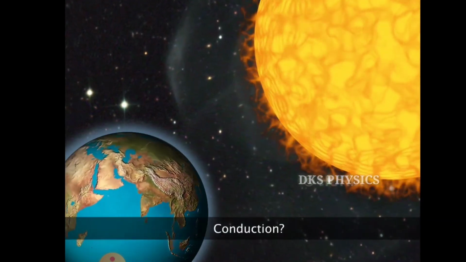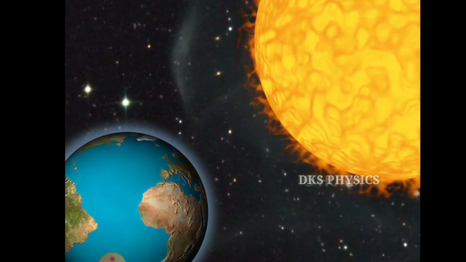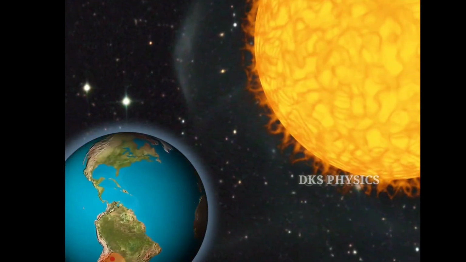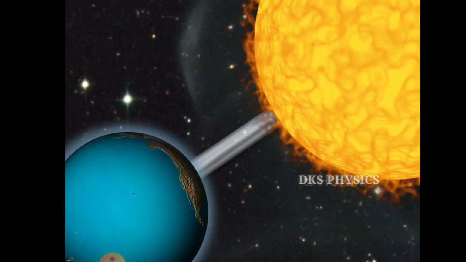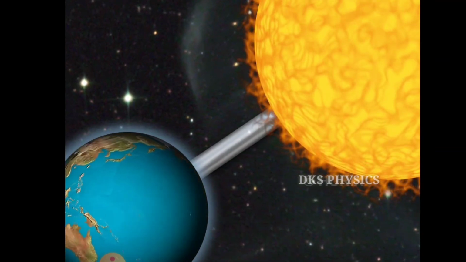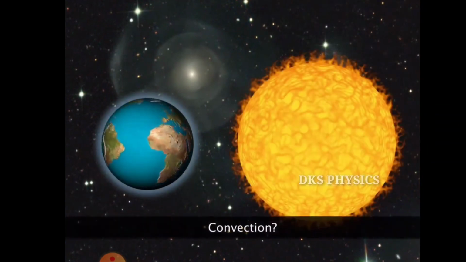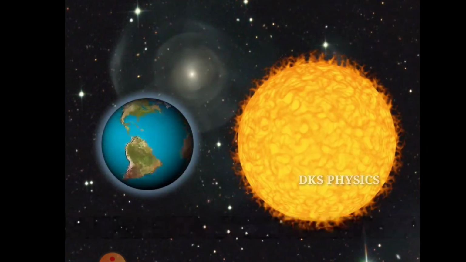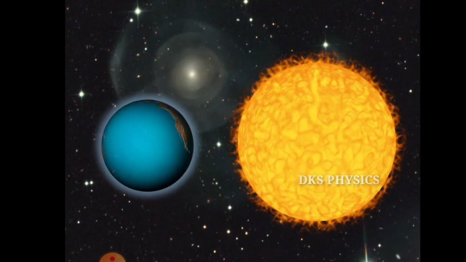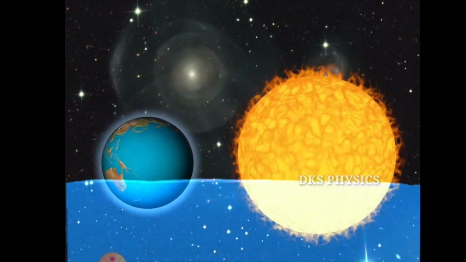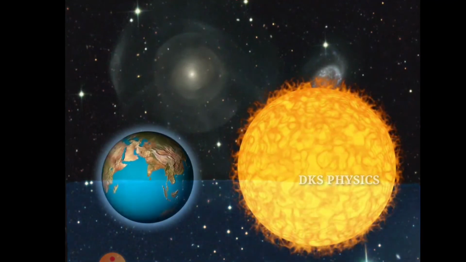Is it through conduction? Not possible, because the Earth and the sun are not connected. Maybe conduction would have been possible if there was a solid rod connecting the Earth and the sun. Is it through convection? Not possible again. Because beyond the Earth's atmosphere, there is just the space. Maybe if Earth and Sun were submerged in a fluid, then convection might have worked.